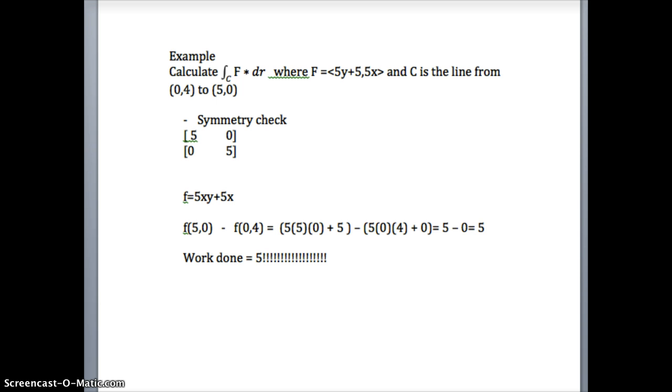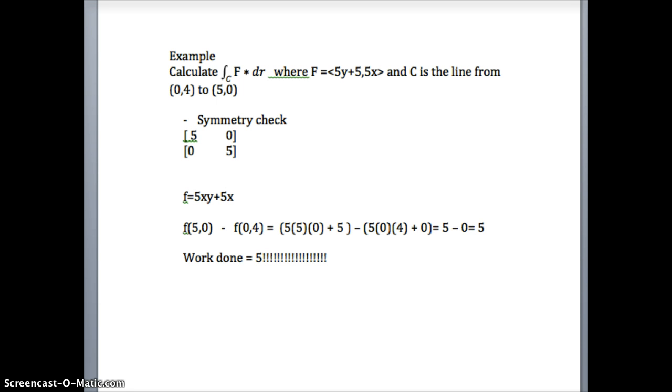We actually have an example problem here where we're trying to calculate the work done by a vector field with a first component equal to 5y plus 5 and a second component equal to 5x on the line moving a particle from 0, 4 to 5, 0. In order to do this problem, the first thing that we have to do is make sure that there actually is a potential function. The way to go about doing this is through a symmetry check.